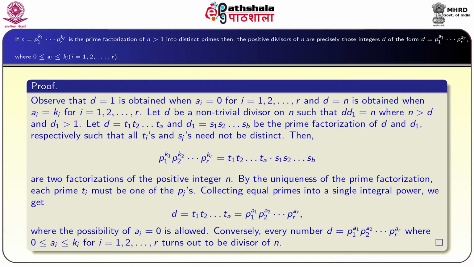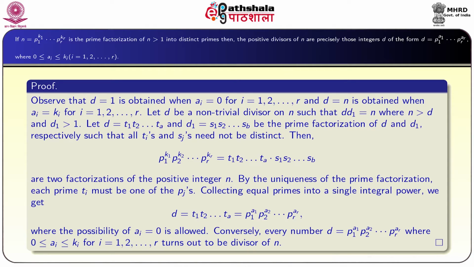So, we will go case by case. First observe that if d is equal to 1, then all ai are equal to 0. So, we are done. Even if d is equal to n, it is easy to see all ai are equal to ki. If d is a non-trivial divisor of n, that is d d1 is equal to n, since we have n is greater than d, so d1 should be greater than 1.